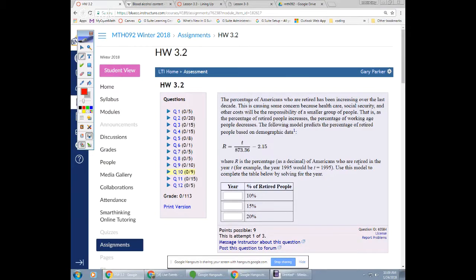T is retired in the year T. So if T is 1995, that means they retired in 1995. And so given a particular year, this equation is supposed to tell us the percent of people that retired. But here they're doing it backwards. They're giving us the percent and they're telling us to find the year. So that means we've got to solve an equation. So we'll do that in two different ways here.